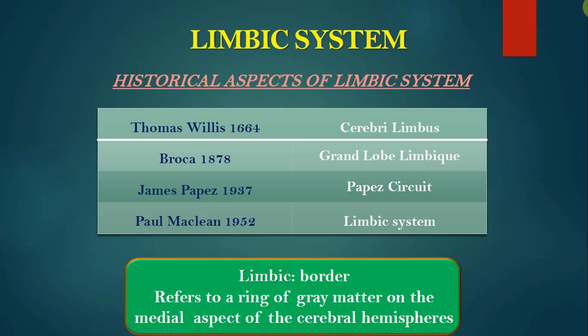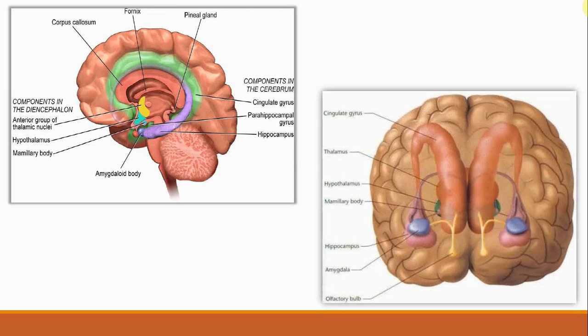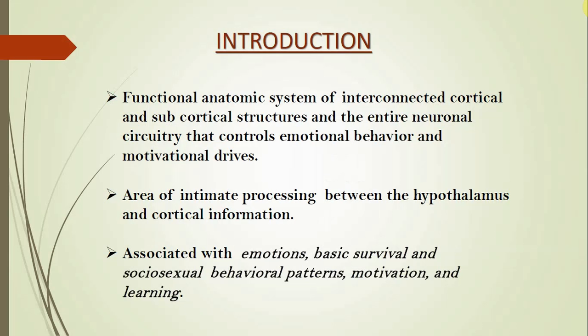James Papez in 1937 described the Papez circuit, and in 1952 Paul MacLean described the limbic system, and he divided it into three parts: the reptilian complex, the limbic system, and the neocortex. Actually, the word limbic means border in Latin because it refers to a ring of grey matter on the medial aspect of the cerebral hemisphere. Now, these are the two structures of the limbic system depicted in coronal and sagittal planes.